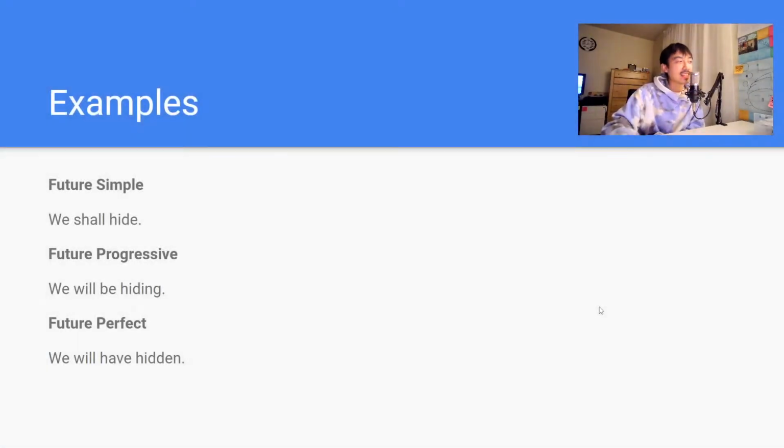And future tense gets a little confusing because again, it uses a present tense to express future actions. So here, future simple, we shall hide. Future progressive, we will be hiding, and future perfect, we will have hidden. That's actually very confusing, but again, it is future tense using present verbs to express future actions.